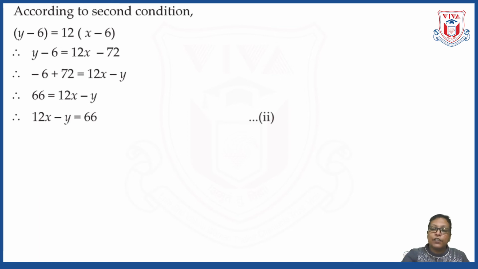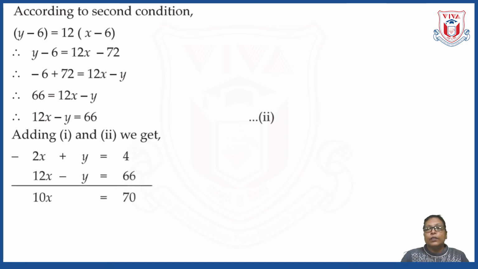Now let us solve these equations. You will see that there it was plus y and here it was minus y. So simply by adding, they will get cancelled. So let us add equations 1 and 2. Write them one below another. Minus 2x plus y is equal to 4, plus 12x minus y is equal to 66. You will observe that plus y and minus y is cancelled.